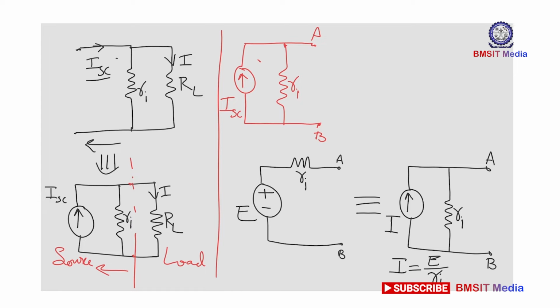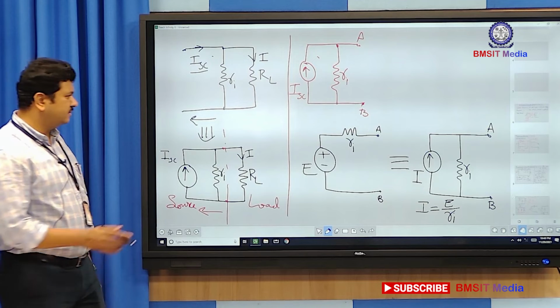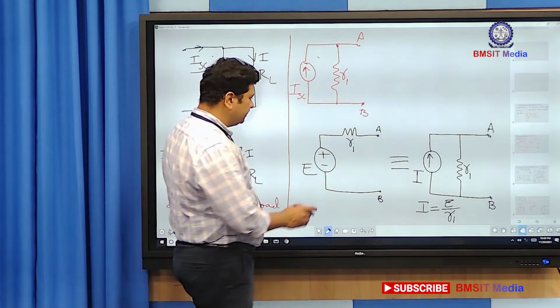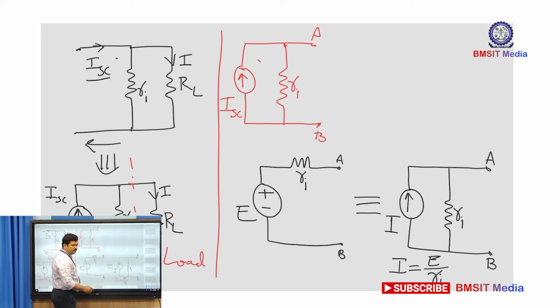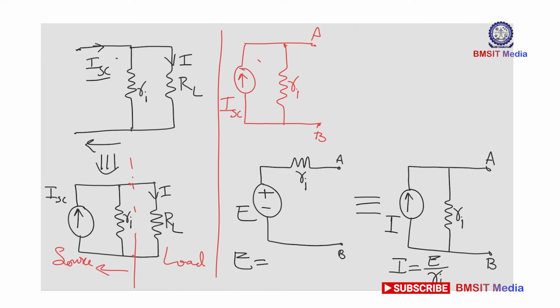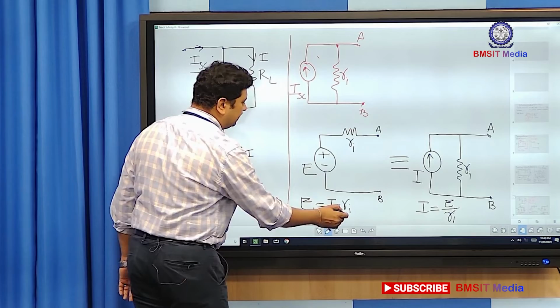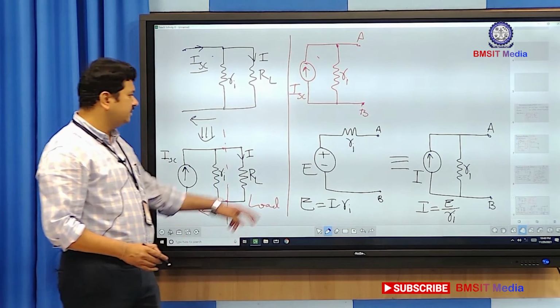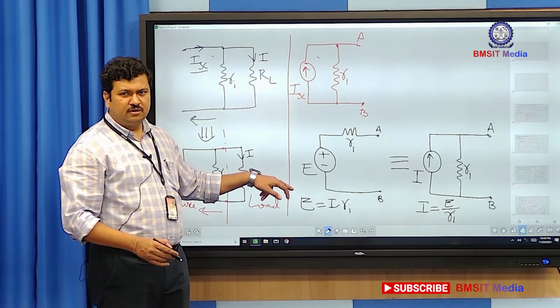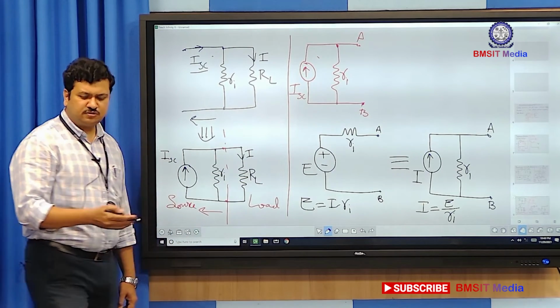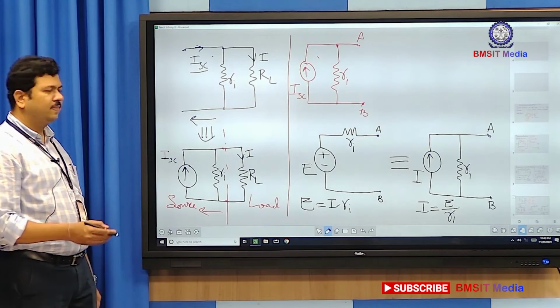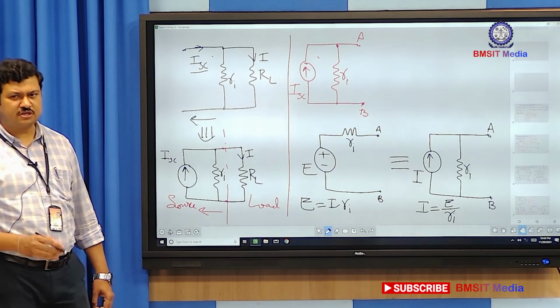So, this is the source transformation of a voltage source into a current source, and vice versa can also be done. I can also represent a voltage source from a current source. If I have a current source representation in the circuit, I can equivalently represent it by a voltage source by taking E equal to I into R and keeping this resistance Ri in series with the voltage source. So, I can transform a voltage source into a current source and a current source into a voltage source. This is called source transformation.